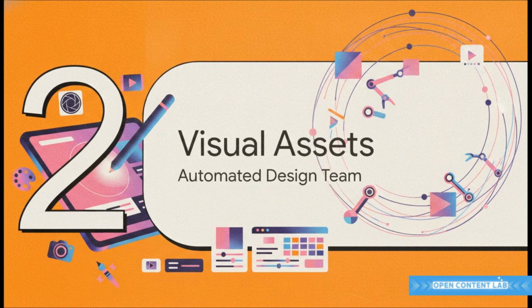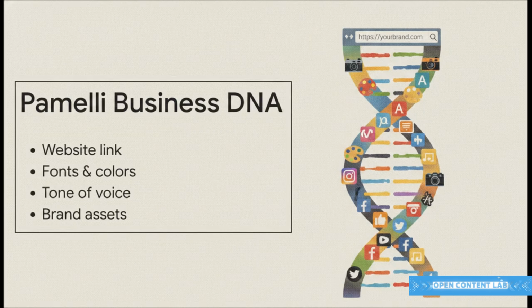Let's move on and see how this builds into Section 2, Professional Visual Assets. Think of this as your automated design and video team. First up is an incredible tool called Pamelli. Think of it as a sort of business DNA analyzer. You simply give Pamelli a link to your website, and from that single link, it extracts your exact fonts, your brand colors, your tagline, and even the specific tone of voice you use. Then, using that DNA, it automatically generates perfectly branded assets. We're talking ready-to-post social media content with matching copy.